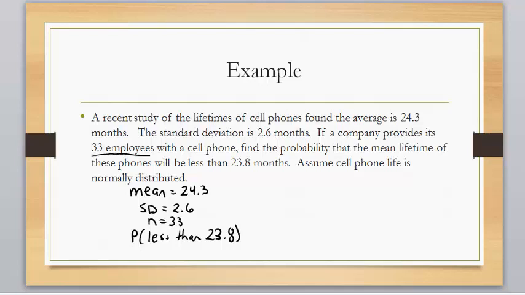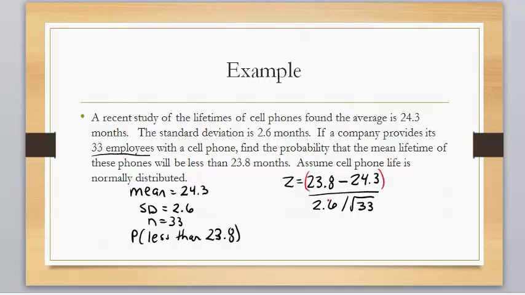All right, so let's take our formula and let's plug it in. So remember that on the top we have the value that we're trying to convert, which is the 23.8. And we're going to subtract off the mean. We're going to divide by the standard deviation. And all that so far is just typical. We've done that throughout this entire chapter. And now the new part is that we're going to divide by the square root of our sample. So the square root of 33.